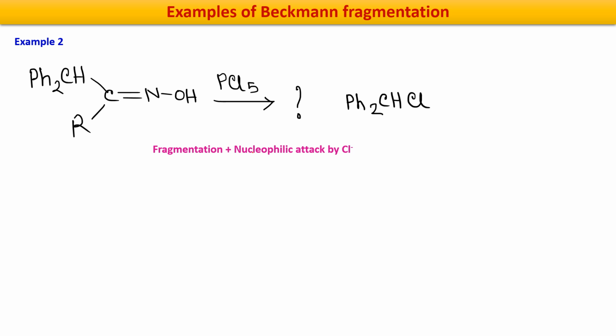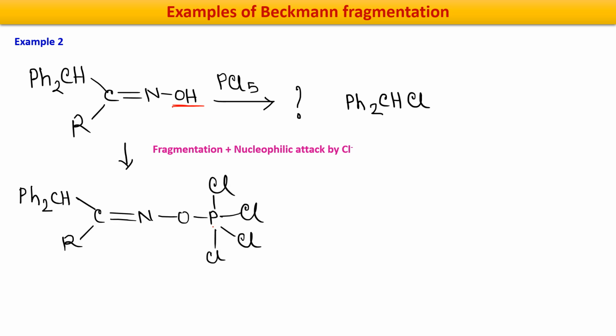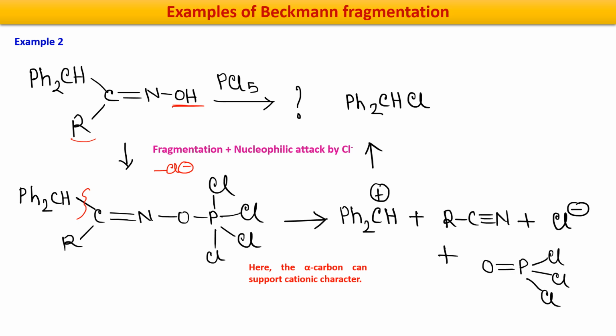Next example, here we will see fragmentation, again with nucleophilic attack by Cl minus. Here our reagent is PCl5. So first this OH will be converted to a good leaving group like this, and one of the Cl is removed in this process. Now if you see, we can't tell what this R is, so we will make the positive charge at this carbon, because after this C-C bond cleavage the positive charge that will be generated will be very stable. So here also the alpha carbon can support the cationic character.